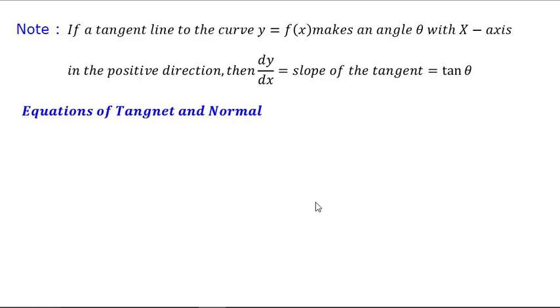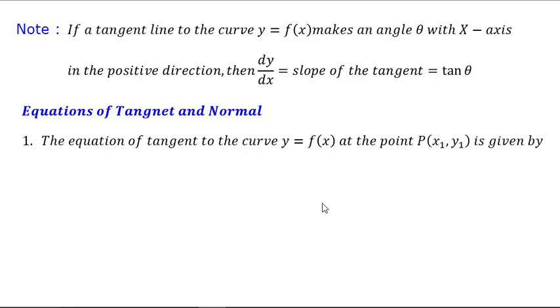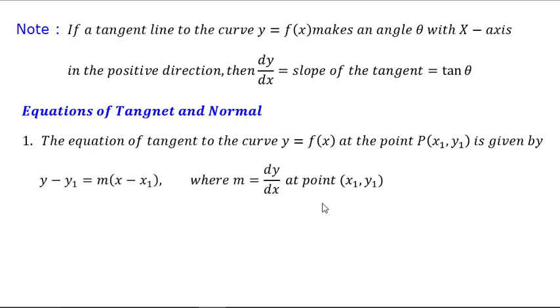So far we have discussed what is slope of tangent. Now, if I know the slope of tangent or slope of normal and I know the point of contact, then I can find the equation of tangent and equation of normal. So, the equation of tangent to the curve y equal to f(x) at the point P(x1, y1) is given by y minus y1 is equal to m into (x minus x1). This we have already covered in our 11th standard, where we have studied the equation of lines. Now, here the value of m is dy/dx at the point (x1, y1).